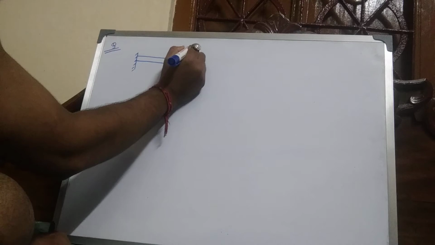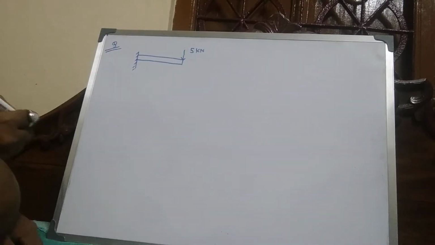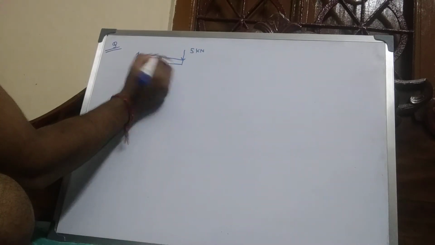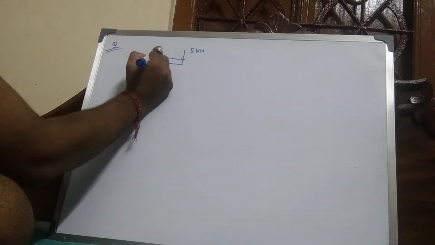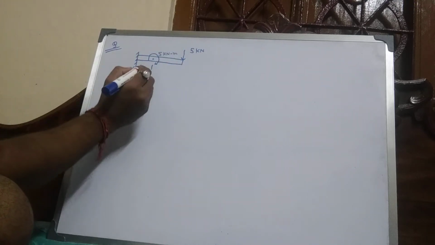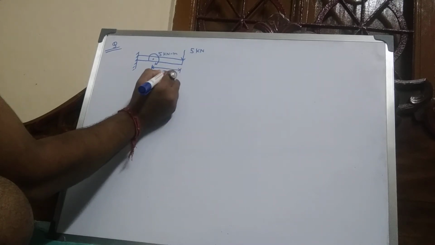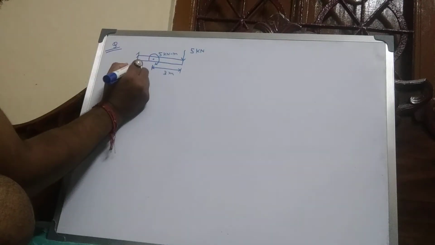And this endpoint 5 kilonewton, and here the moments, clockwise sense moments, his value is kilonewton meter, and the distance from endpoint 3 meters, and this is 2 meters.